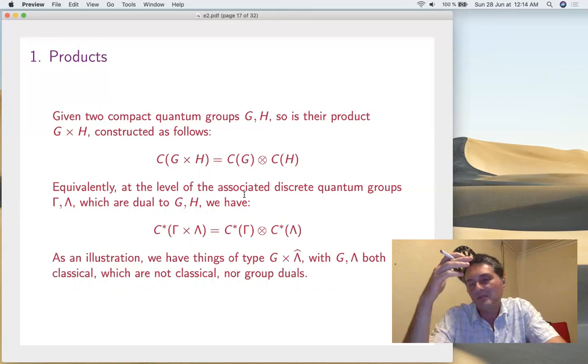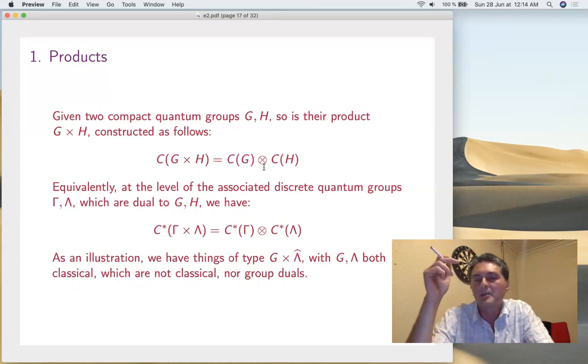So first, given two compact quantum groups G and H, I can define the product like this. You see, I'm just tensoring the Woronowicz algebras. That's the Woronowicz algebra done, so I call it the product. At the dual level, let's try to understand what happens if we do this. If you tensor two group algebras, you get the group algebra of the product.